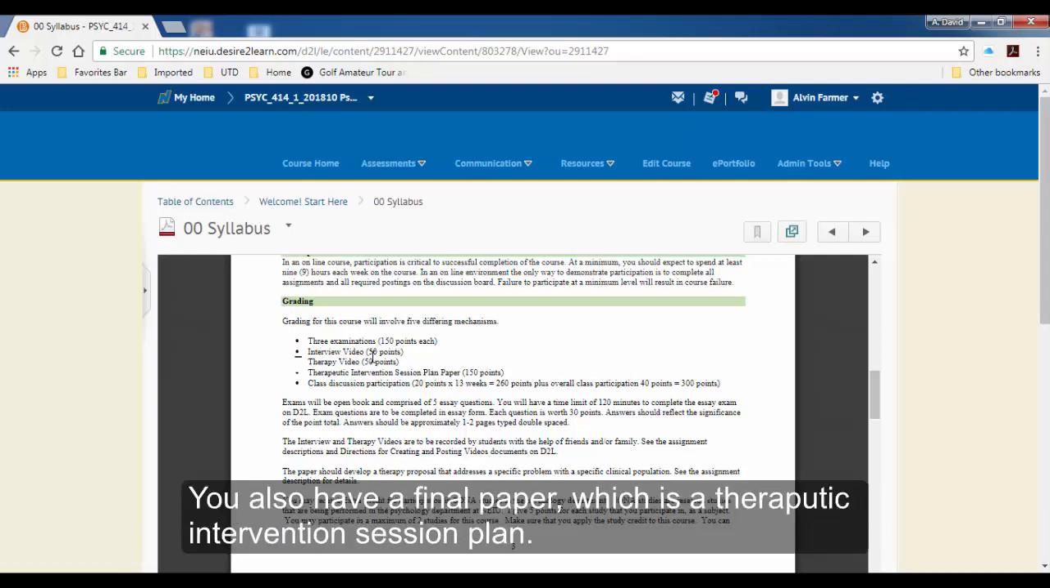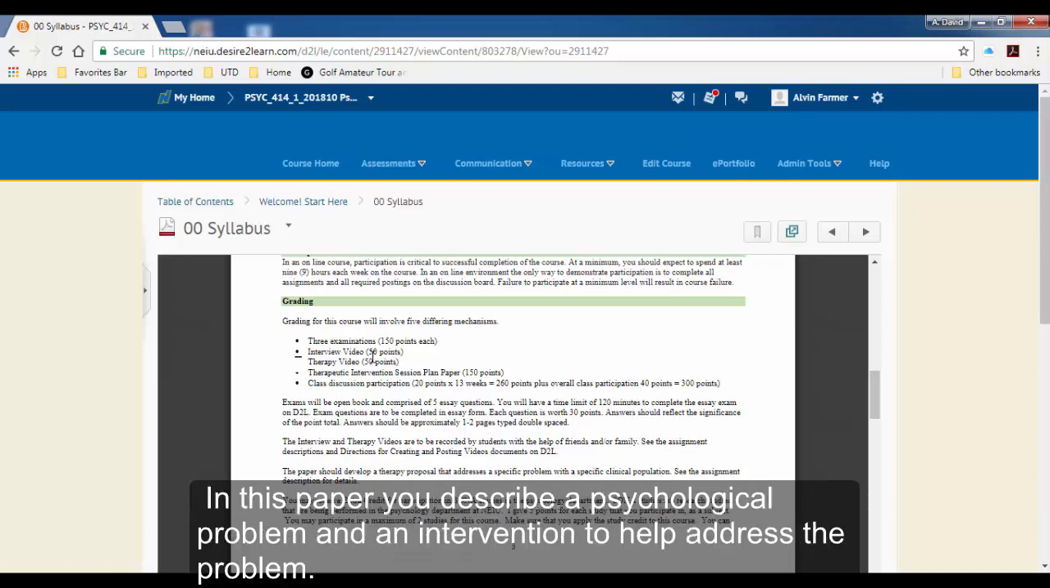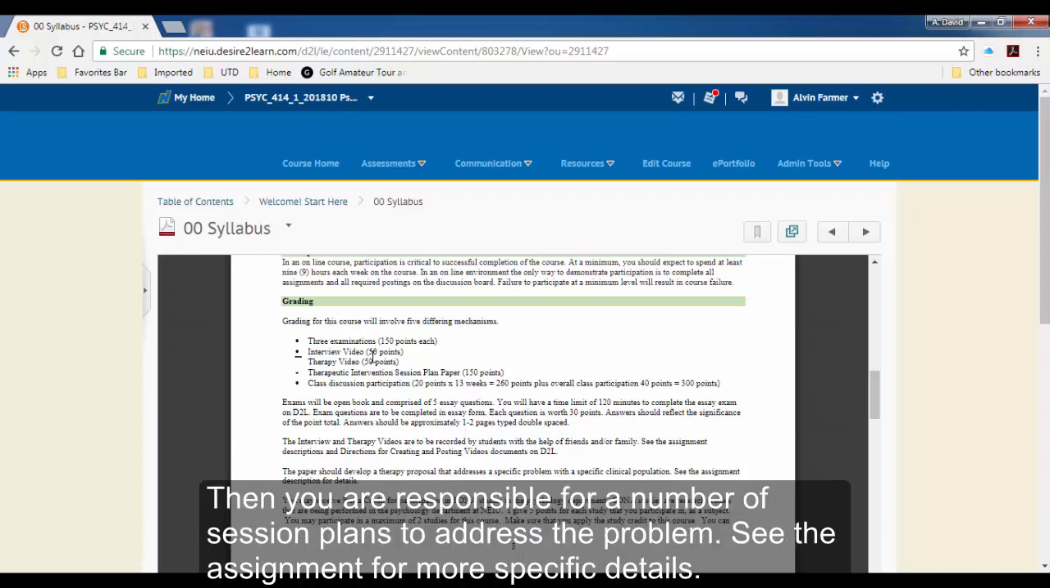You also have a final paper, which is a therapeutic intervention session plan. In this paper, you describe a psychological problem and an intervention to help address the problem. And then you are responsible for a number of session plans to address the problem. Also, see the assignment for more specific details.